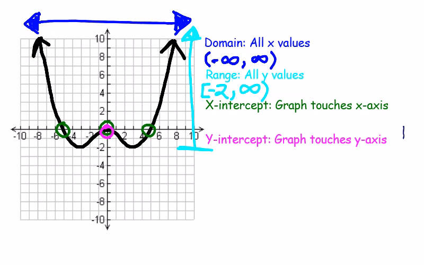There are three x-intercepts, and we have to write them as points, and they are (-5, 0), (0, 0), and (5, 0). There's also one y-intercept, and that's at (0, 0).